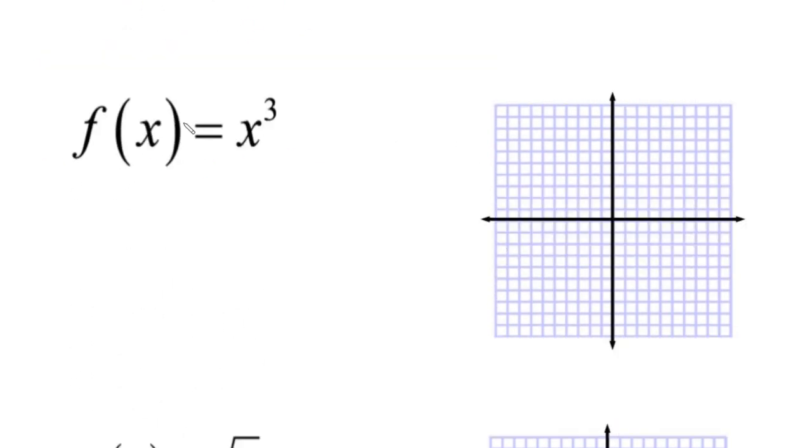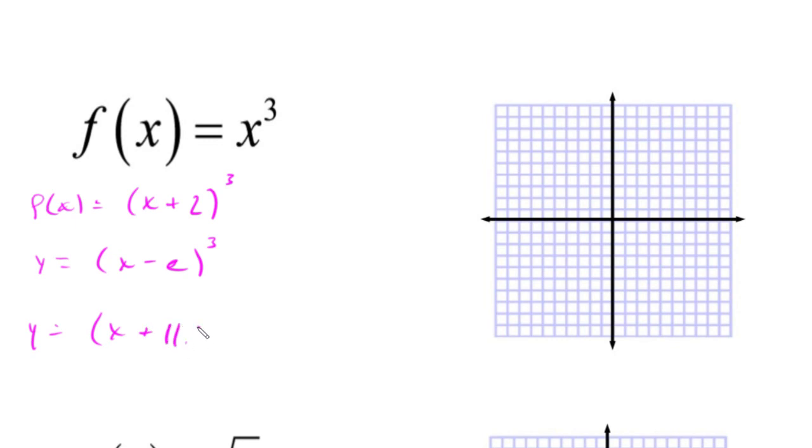Cubed function, you get the same kind of thing as the squared function, where this would be a shift to the left by 2. Whoops, we're cubed now. This would be a shift to the right by some amount. This would be a shift to the left by some amount. So a plus inside here moves it left, a minus inside here will move it right, okay?